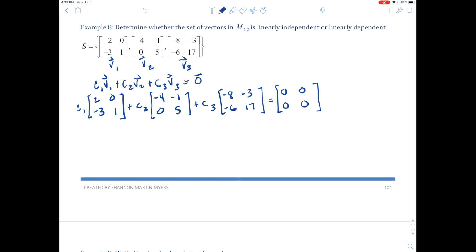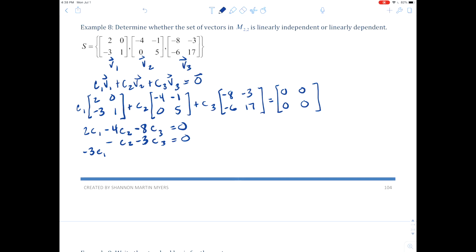Cool, cool? All right, and then setting up the system, we'll have 2C1 minus 4C2 minus 8C3 is 0. And then 0C1 minus C2 minus 3C3 would be 0.